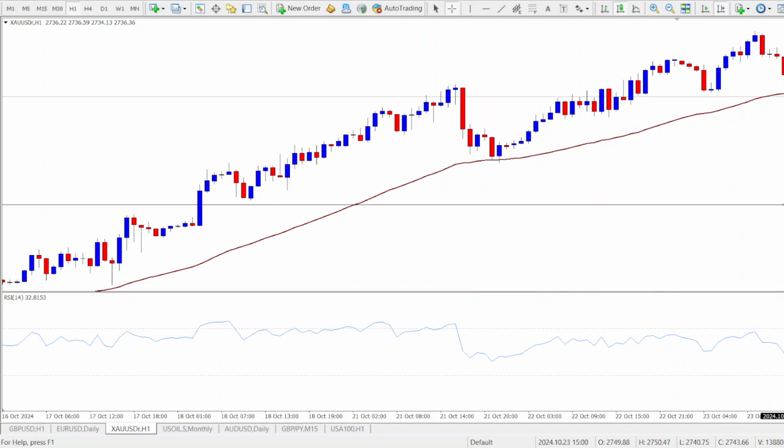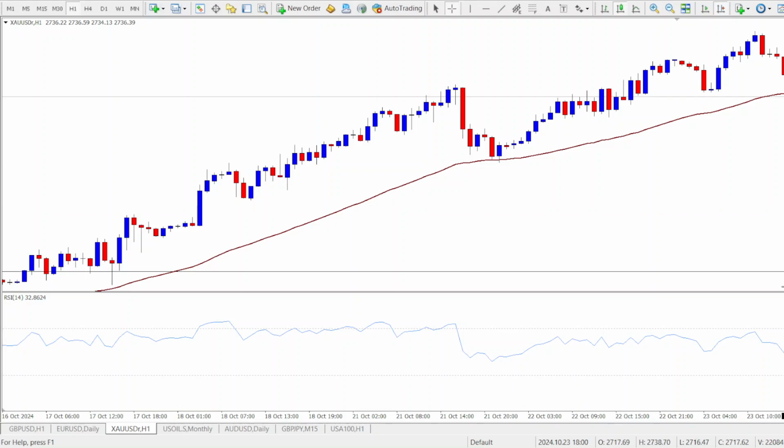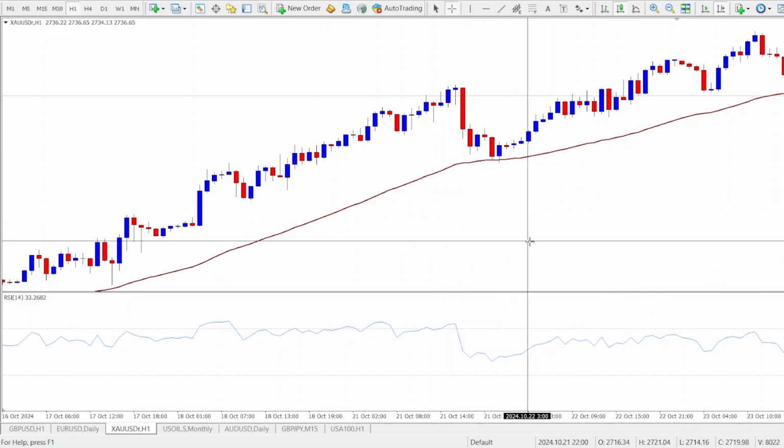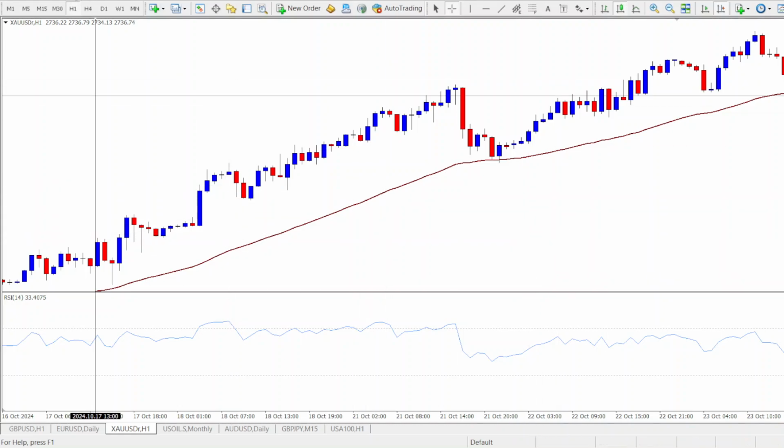On the 1 hour chart, RSI can act as a great confirmation tool. You can pair it with the moving average to get a sense of whether a trend has strength or might be nearing exhaustion. Now, the third indicator we are going to be looking at is the Bollinger Bands.